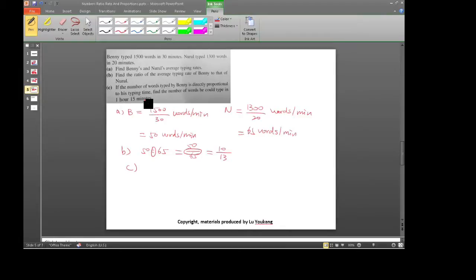Now, part C. If the number of words typed by Benny is direct proportional to his typing time, find the number of words he could type in 1 hour 50 minutes. So if Benny's rate is 50 words per minute, 1 hour 50 minutes is 75 minutes. Therefore, take 50 times 75 minutes.